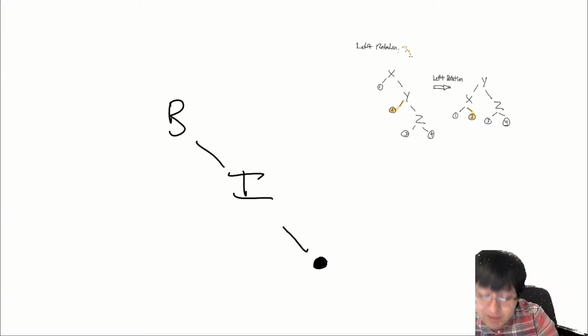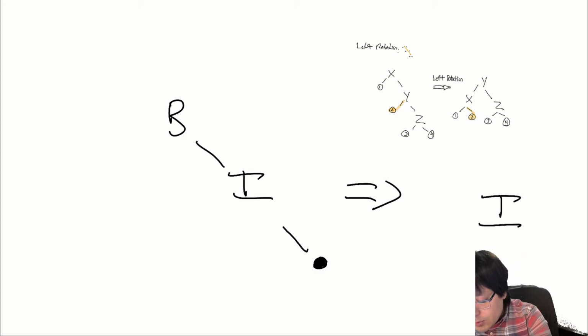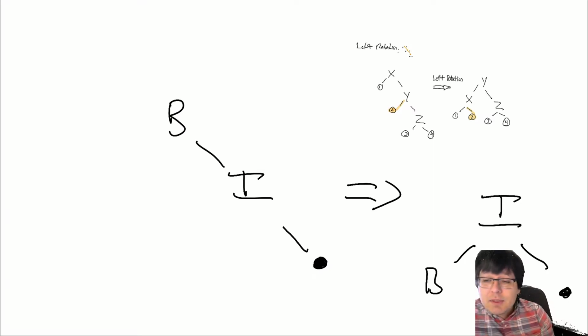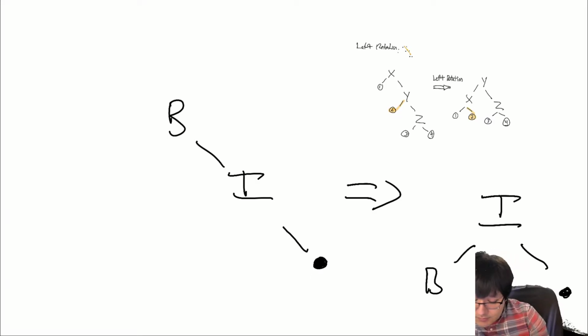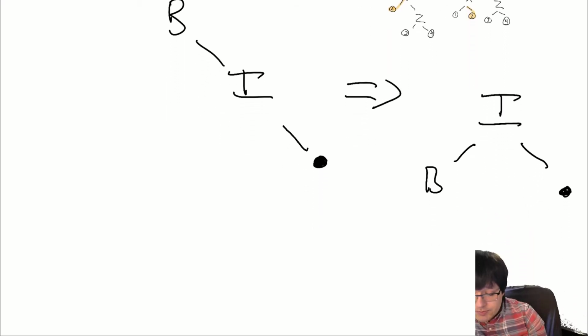Okay, so now that we have that imaginary node, hopefully it's clear to you that this will become that. Because this imaginary node is to the right of the I, it means it's greater than the I. So that still follows essentially here. Okay, so that's pretty much this rotation.